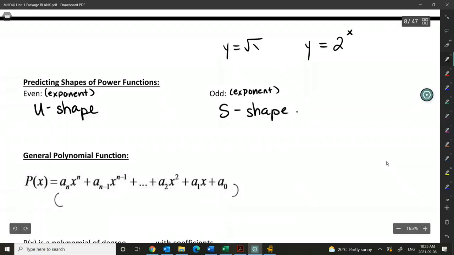Same with y equals root x. That does not have a whole number exponent, so that would not be a power function. Same with 1 over x. It needs to be just x to some whole positive number exponent, okay, to be a power function. So just so we know.